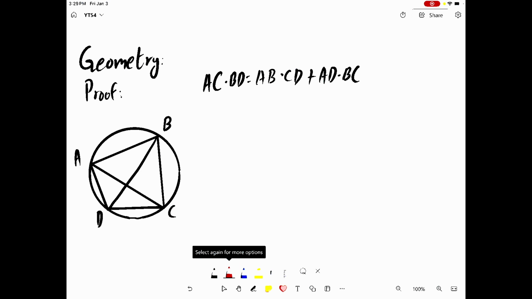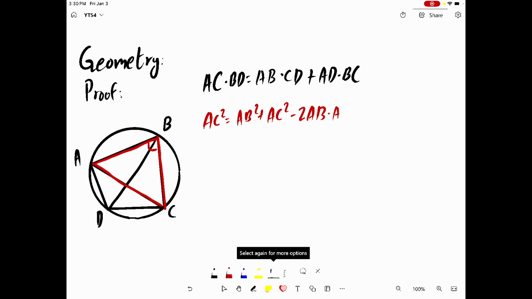Alright, we're going to have triangle ABC, which I'm just going to quickly highlight in red. Now, for triangle ABC, we're going to use the law of cosines with the angle being angle ABC. So, AC squared is equal to AB squared plus BC squared minus twice AB times BC times the cosine of angle ABC.